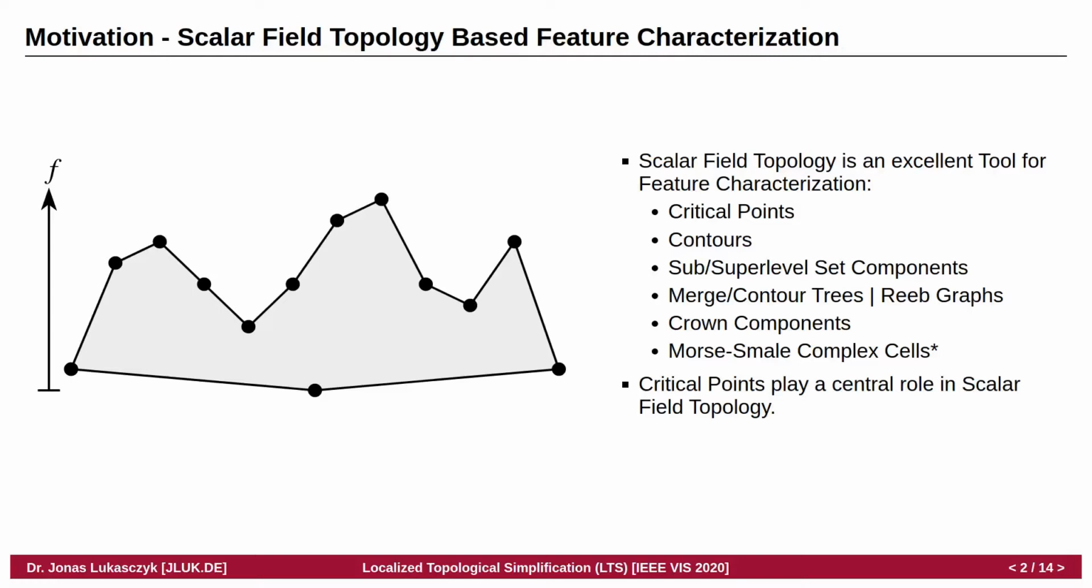For example, the critical points of the scalar field, contours for a given ISO value, sub- and super-level set components, the family of graph abstractions such as the merge tree, crown components of the merge tree, and of course the Morse-Smale complex, here shown for the boundary of the surface. All these abstractions evolve around critical points, which play an essential role in many topology-based algorithms such as LTS.